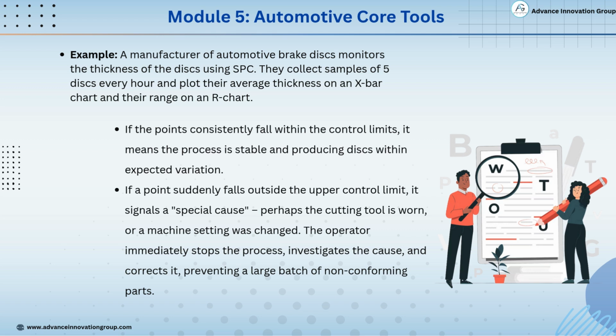In this slide, we are looking at an example of how statistical process control, SPC, is used in the automotive industry. A manufacturer of brake discs takes samples of 5 discs every hour to monitor their thickness. They then use an X-bar chart to track the average thickness and an R chart to observe the range of values. If all the plotted points fall within the control limits, it means the process is working normally, and there is no unusual variation. However, if a point suddenly goes outside the upper control limit, it indicates a special cause.